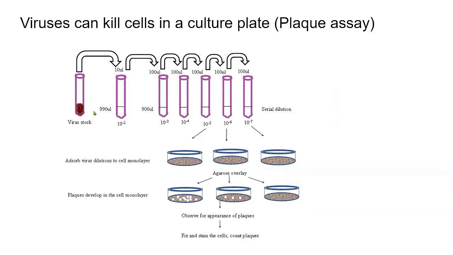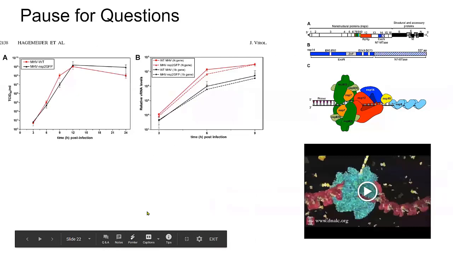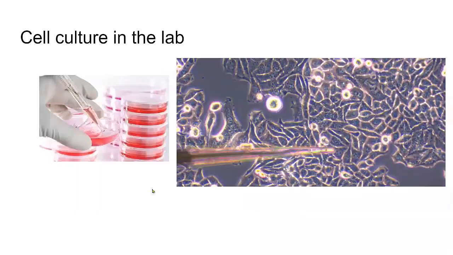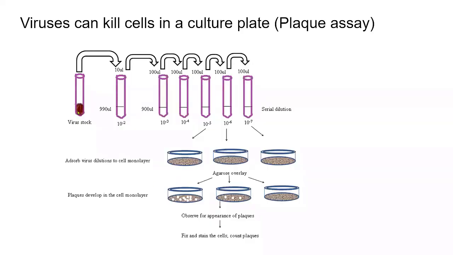So this is a pretty simple cartoon, but you take your virus stock. Here, they had cells growing in a dish, and they said, let's take a sample of the supernatant, the liquid above the cells, and let's test it for virus. And that's what they did here at 3, 6, 9, 12 hours. So they took a little bit of the supernatant and tested it on some new cells to see how much virus is in the supernatant. So you usually do it this way.